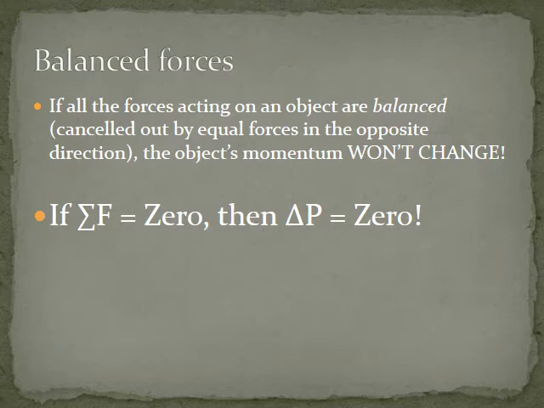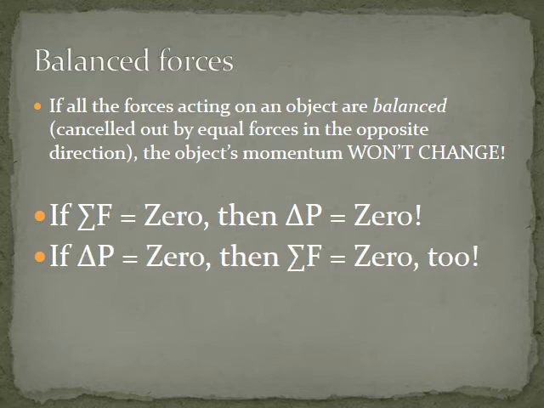You can write this mathematically. If sigma F equals 0, then delta P is also equal to 0. So those are the two big variables for this unit, sigma F and delta P. Of course, remind yourself that delta P equals 0 does not mean the object is standing still. This could be an object moving at a constant velocity and still having a 0 delta P, and in that case, sigma F is still going to be 0.